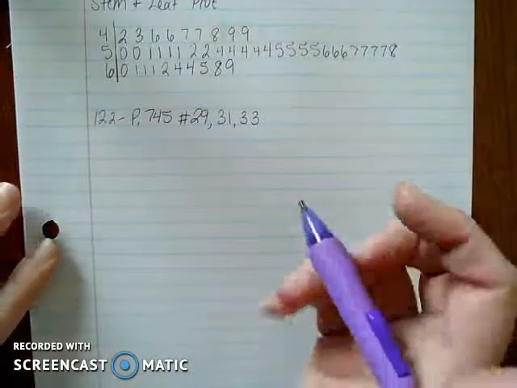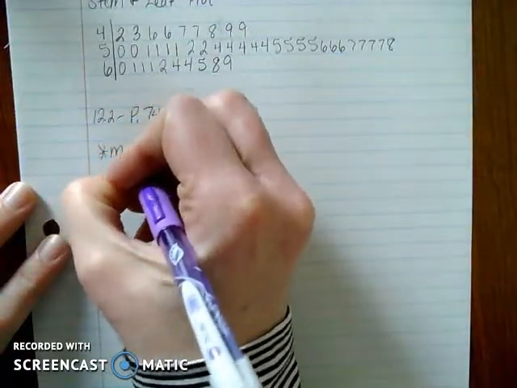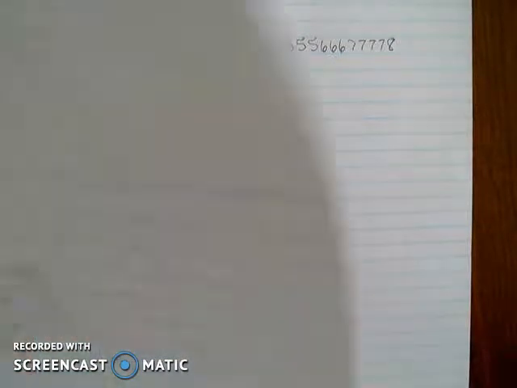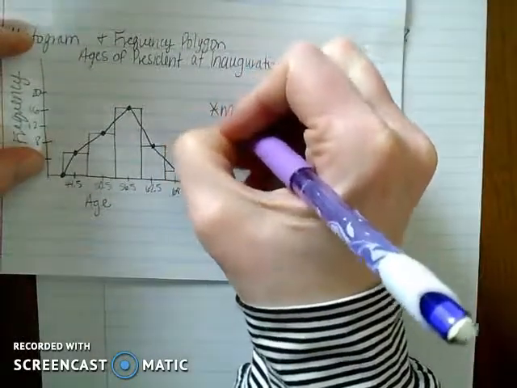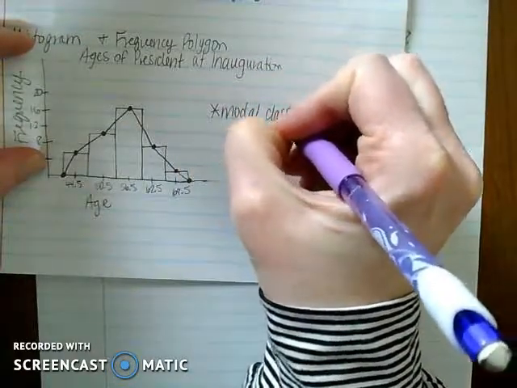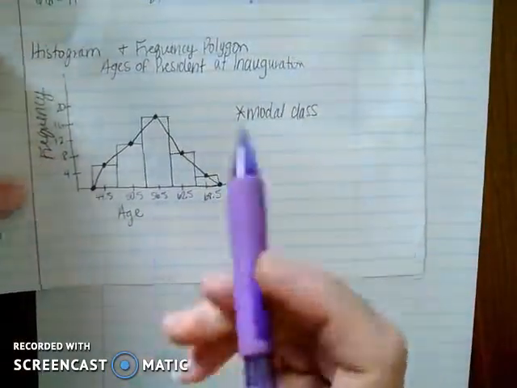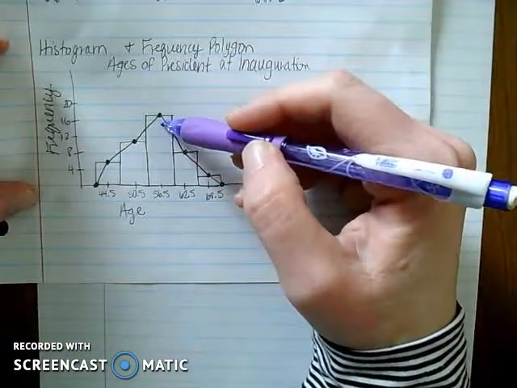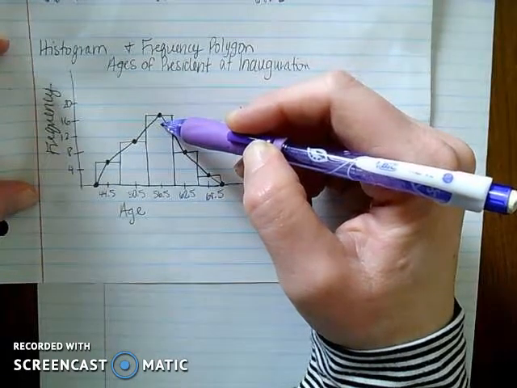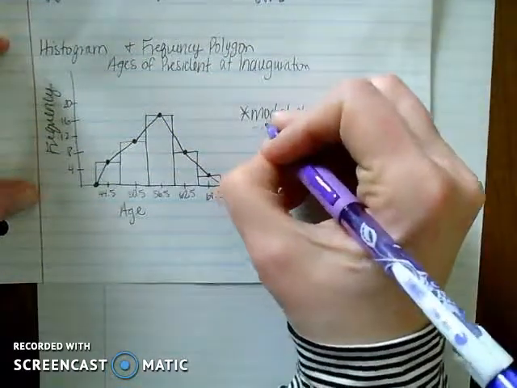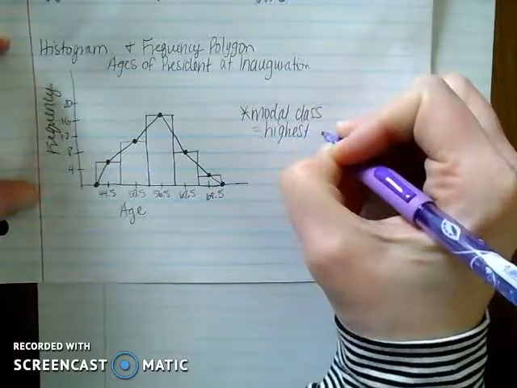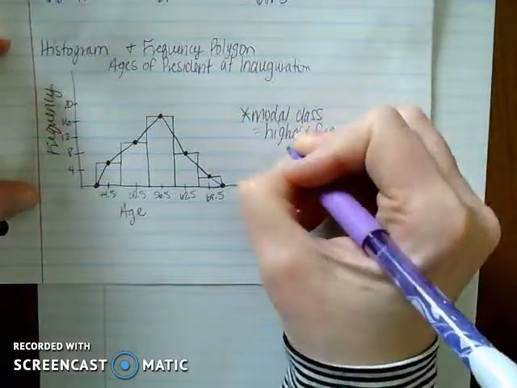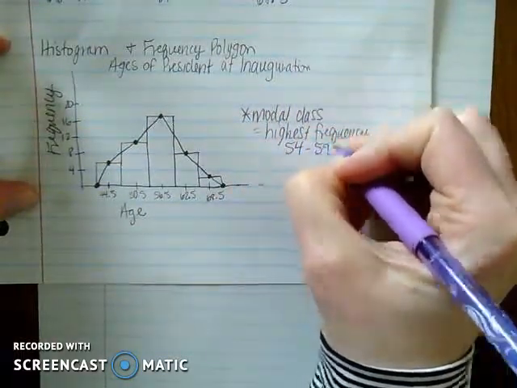One thing it will ask you about is the modal class. Actually, I'm going to talk about this on the other paper. So it's going to ask for the modal class. If you're looking at the histogram or the frequency polygon, you can see that this one is higher than all of the rest of them. So whichever one has the highest frequency, that is your modal class. So your answer would be 54 to 59. Okay, that would be your answer.